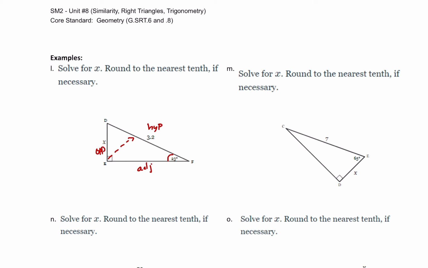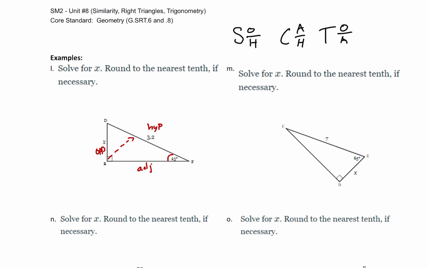Now that I've completed step 2, I need to decide which trig ratio to use. Remember our little acronym, SOHCAHTOA. Right now we've got a number for our hypotenuse and we've got a variable for our opposite. So we need to use the trig function that uses opposite and hypotenuse. That would be the sine function, opposite over hypotenuse. So we are going to be using sine in this case.